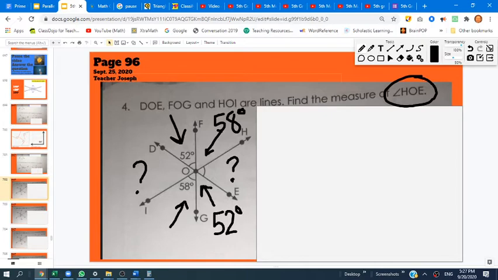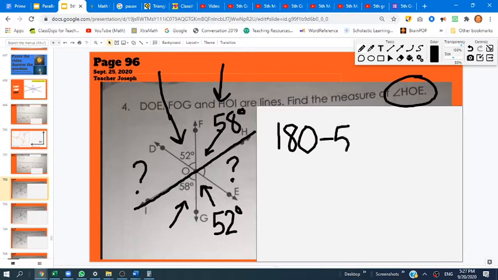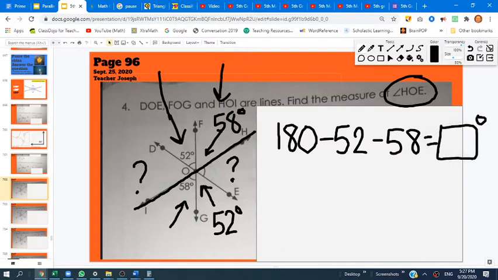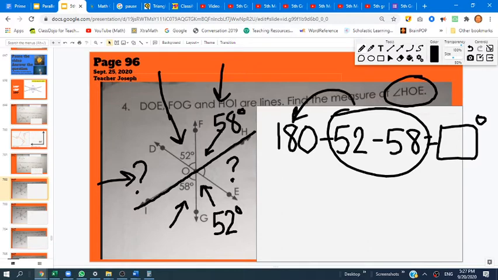But what we do know are these two angle measurements, and we know that this is a line because it tells us in the directions. So what can we do? Well, there's a number of things that we can do. We can subtract from 180. We can take 180 minus 52 minus 58 to find our angle measurement. Okay, this one right here. Or what we could do is we could add up 52 plus 58, and then we can subtract from 180.